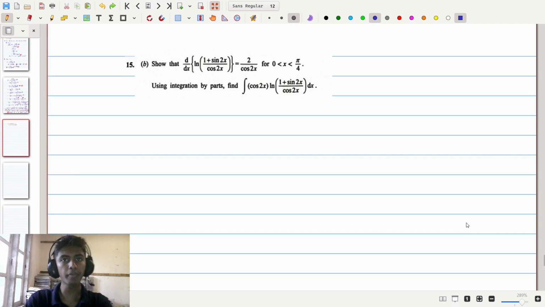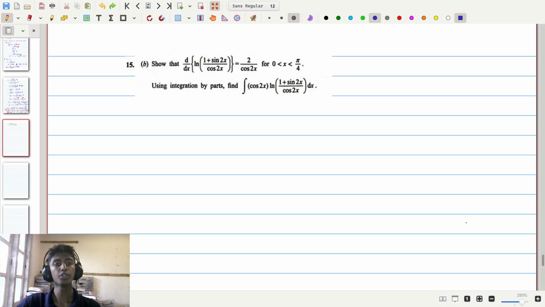2025 A-Level Combined Mathematics Paper 1 Part B, question number 15, Part B. Part A of this question was discussed in a previous video, link in the top right. Part C of this question will be discussed in a future video. Parts A, B and C of question number 15 all have to do with integration.